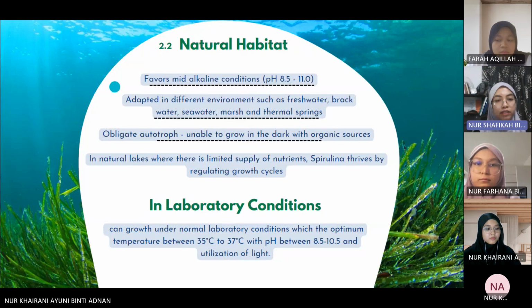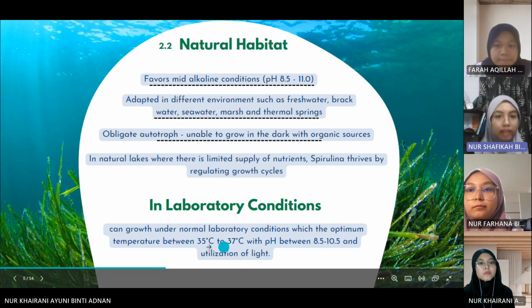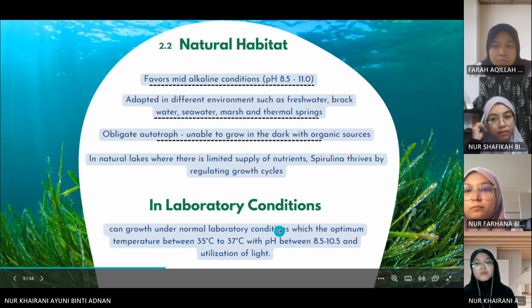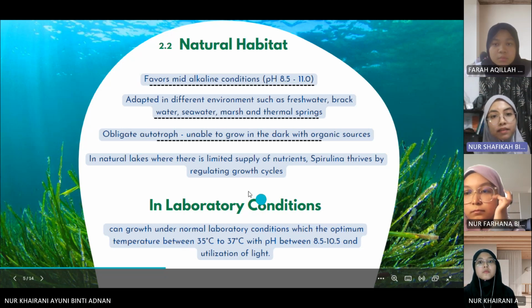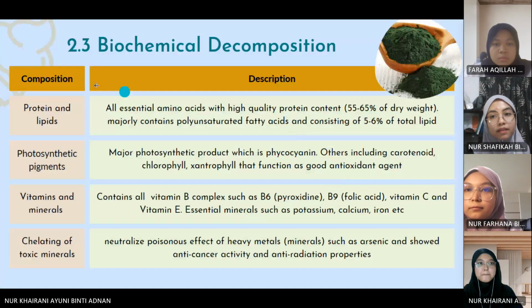In cultivation under laboratory conditions, spirulina can grow under normal laboratory conditions, where the optimum temperature is between 35 to 37 degrees and the pH is slightly alkaline, with utilization of light because spirulina is autotrophic. Next, spirulina is used for ice cream production because of its biochemical composition.